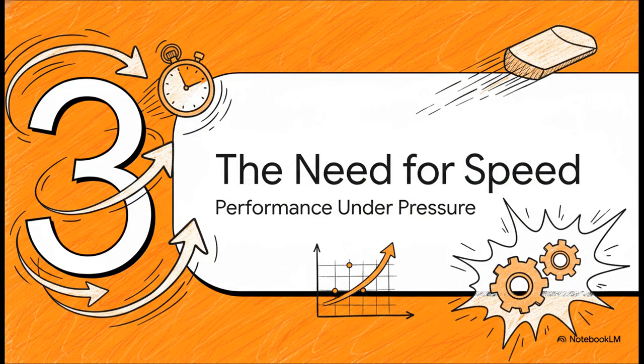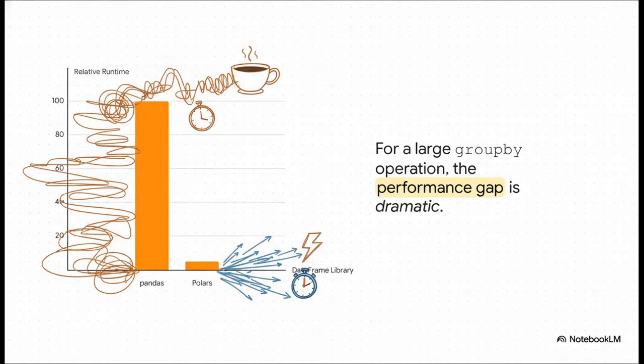So we've talked theory, we've talked architecture. But what does this all mean for what we really care about: speed? Let's see how this stuff actually plays out when you've got a massive data set and a deadline. And yeah, the difference is just, well, look at it.